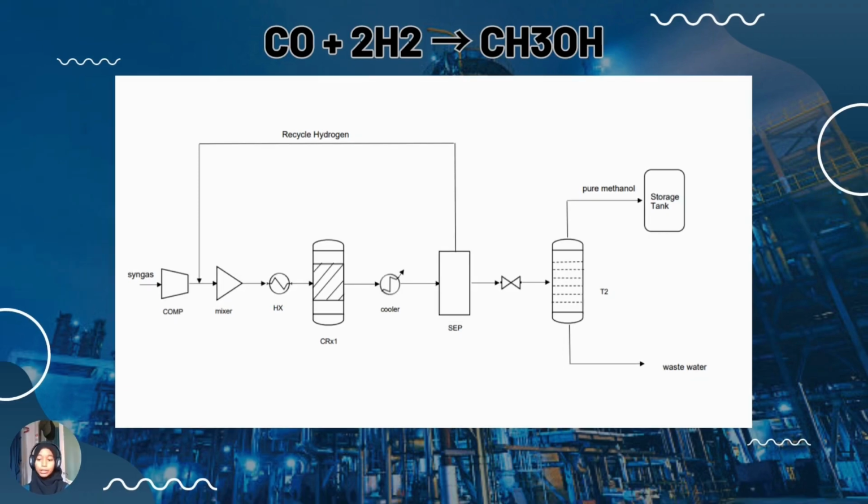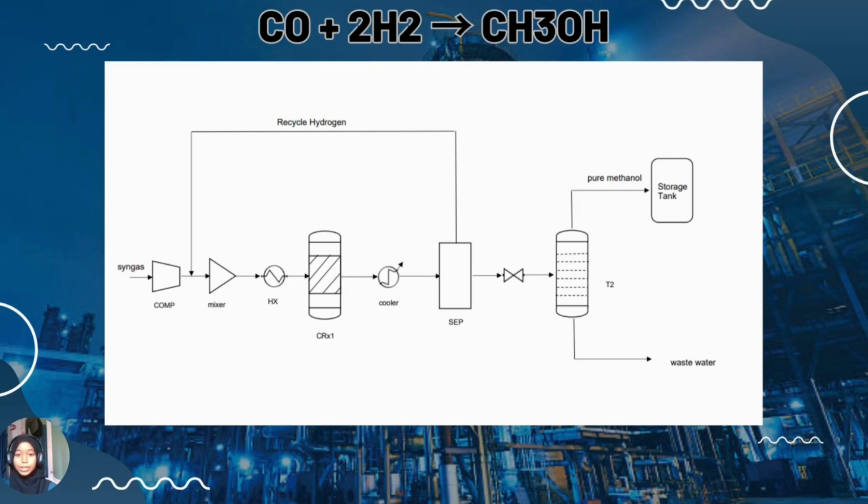Then we go to the separator. In the separator, it will separate the liquids and gases that exit the reactor. The liquid methanol is thrown off and the gas will be recycled to the mixer. Lastly, our final unit operation, the distillation column, is used so that we can distill the pure methanol and wastewater from the product that exits the separator. Since methanol has a lower boiling point than water, methanol will exit at the top product of the distillation column, and then we will get the pure methanol from the top product of this production plant.